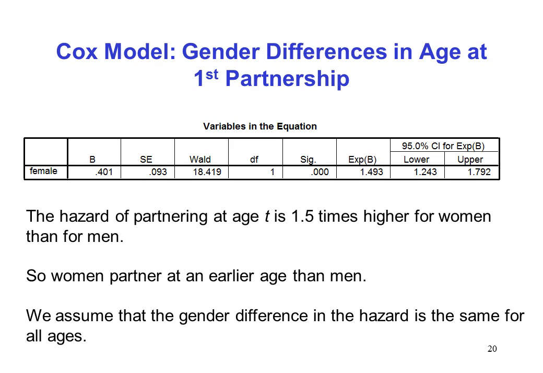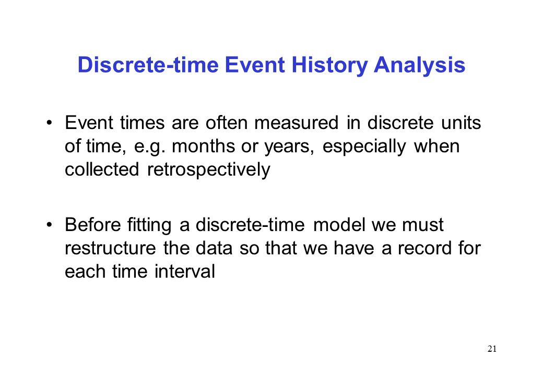But what we're doing in this model is assuming that the difference between men and women is exactly the same across all ages, and that's the proportional hazard assumption. Incidentally, you can carry out tests on these coefficients just as you would in a standard regression model. So here you've got a p-value, and then you've got a confidence interval for your relative risk, and you can look at both of those to see if the gender difference is significant. So here you can see the p-value, it's very tiny, so you would say there was a significant difference between men and women in the timing of their first partnership.